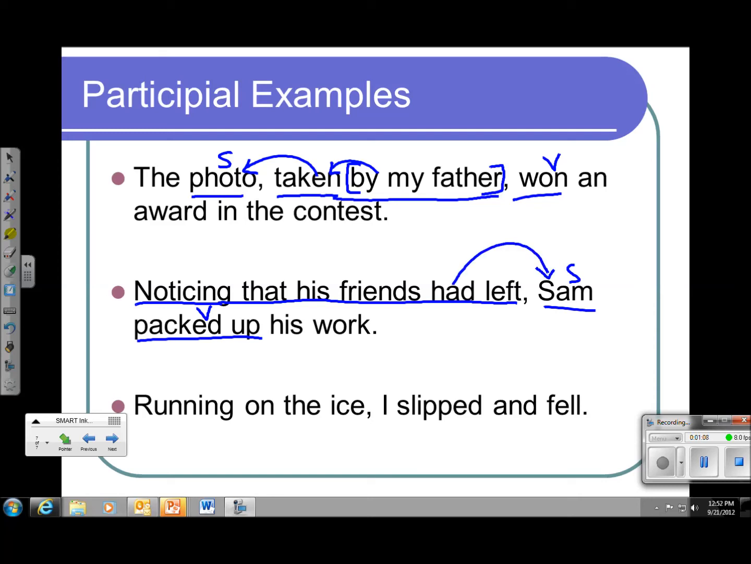In this last example, I is my subject. I have a compound verb with slipped and fell. Where's another verb in the sentence? Running. Running where? It's going to include the prepositional phrase on the ice. So the entire participial phrase would be running on the ice, and it's describing I.